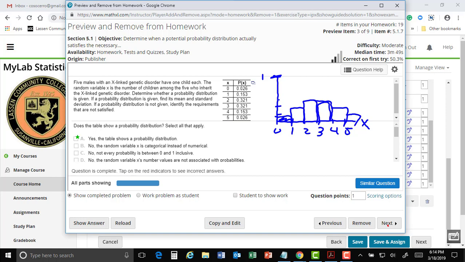Now, you can see that this is not the raw data. They're giving us the probability. It's the reverse. I can do this histogram, but I don't really know what the actual data was before they grouped it up. So anyway, yes, the table shows the probability distribution.